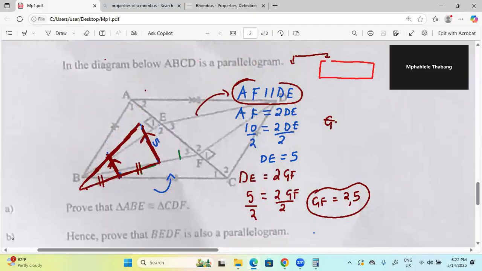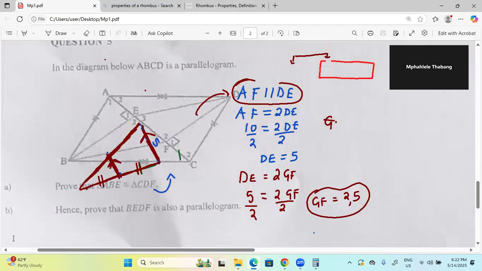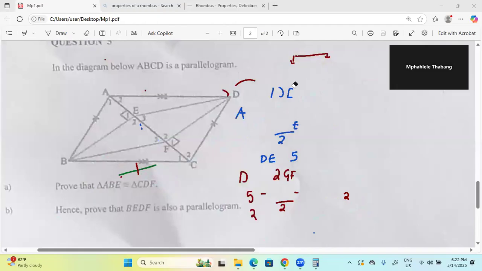Okay, finally, question 5 is the last question of your assignment. The question says, prove that triangle ABE, let us check ABE, this triangle ABE, is congruent to the triangle CDF.